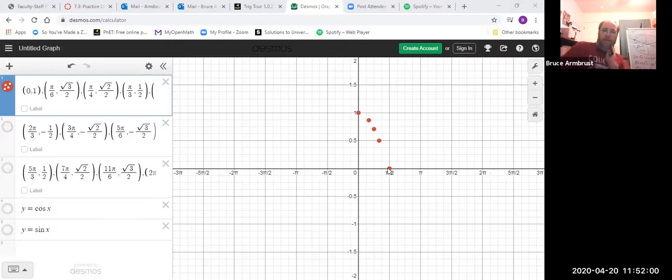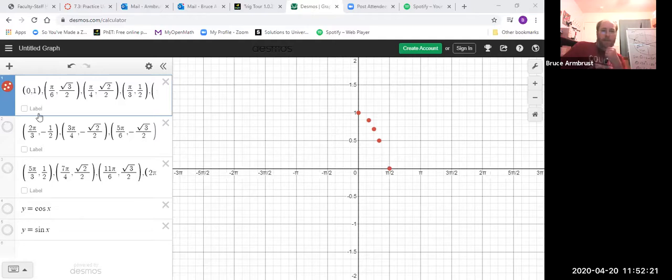So there are just a whole bunch of dots that we get when we plot the points, thinking of them as we do with functions, input-output pairs. We're plugging in an angle, that's this axis, and we're getting out a cosine value.